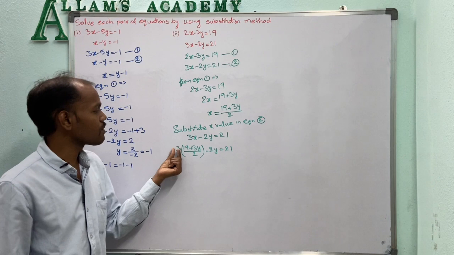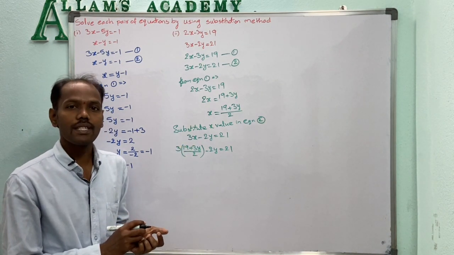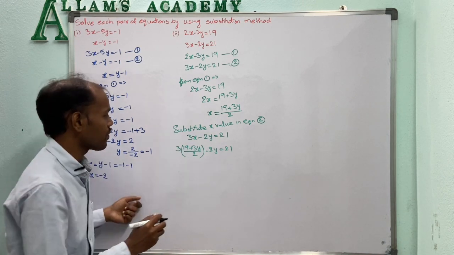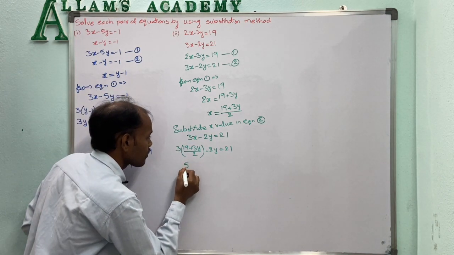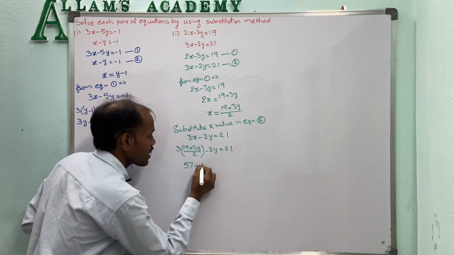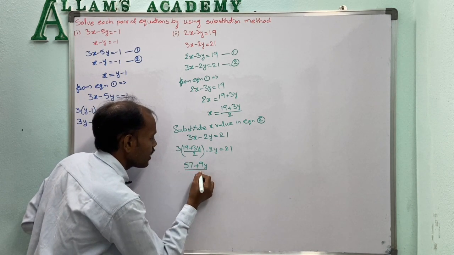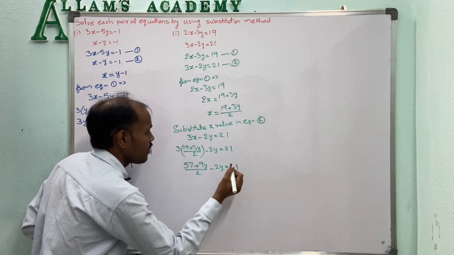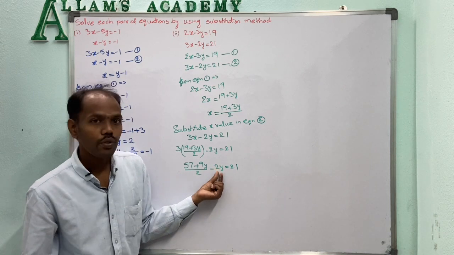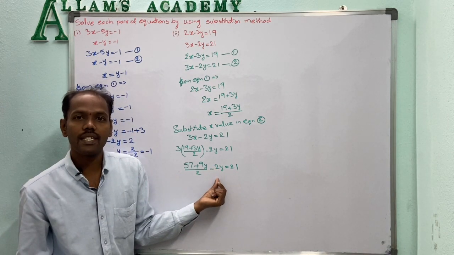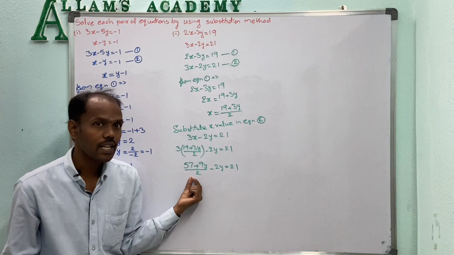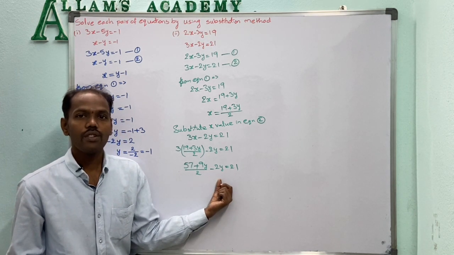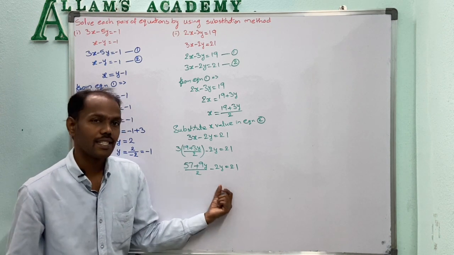Now 3 is multiplying with 19 plus 3y. 19 times 3 is 57, and 3 times 3y is 9y, so 57 plus 9y by 2 minus 2y equal to 21. Here, for 2y, the denominator is nothing but 1, and the other denominator is 2. The LCM of 2 and 1 is 2. So the LCM on this left-hand side is 2.